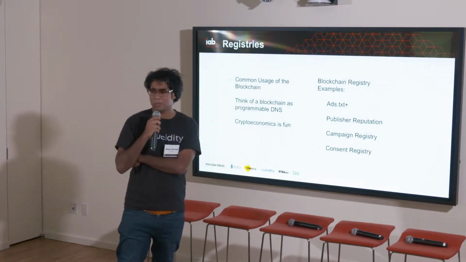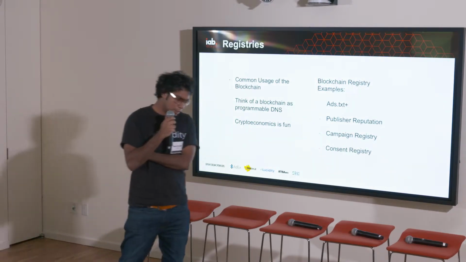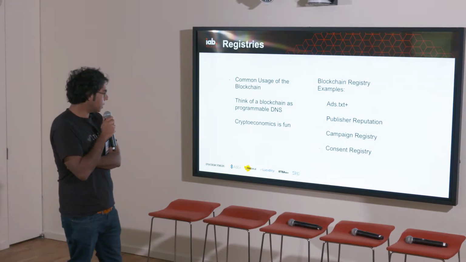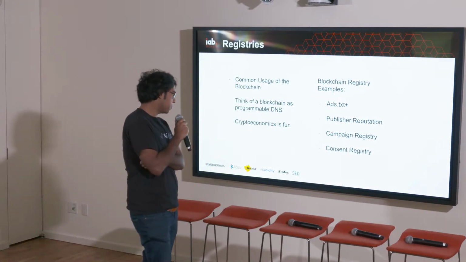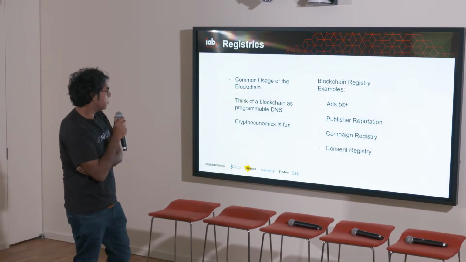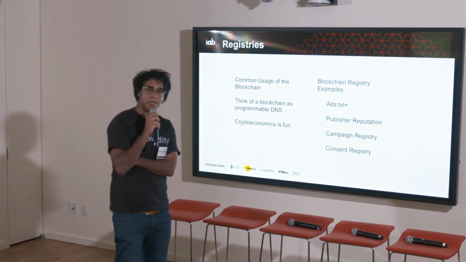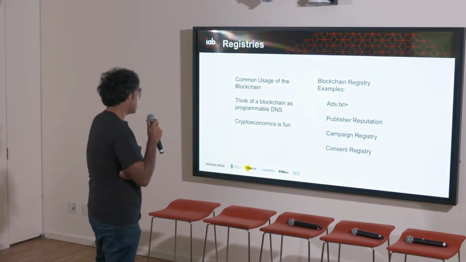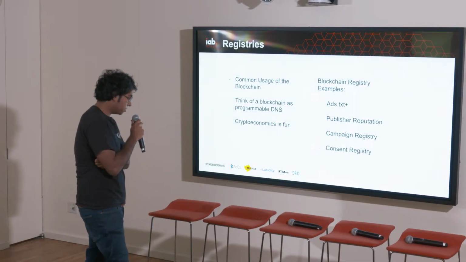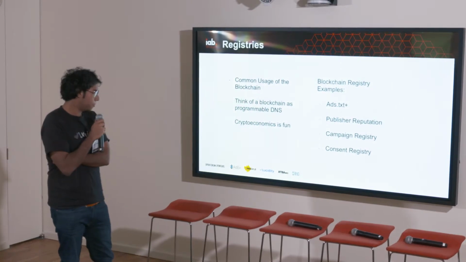Registries are a very common usage of the blockchain. I think there's a few registries. I participated in one called AdTech, which is the Publisher Reputation Registry. But you can think of a blockchain as a programmable DNS. Today we're using DNS for things like app-ads.txt, and other things that are coming down the pipeline in OpenRTB. But you can think of a blockchain as that, but programmable.